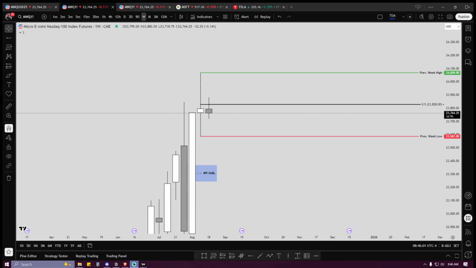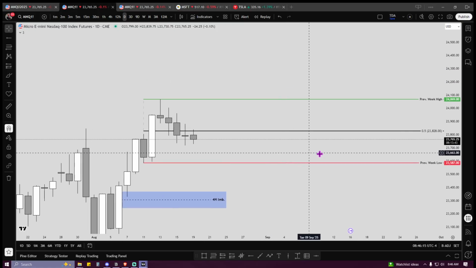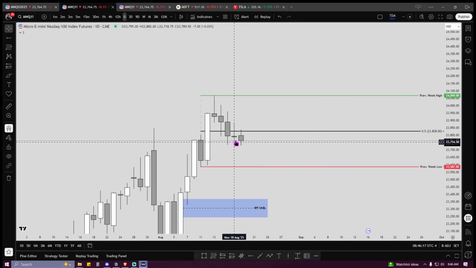Let's go ahead and get into our NASDAQ top-down analysis. Starting here on the weekly, I have marked out the previous week high, previous week low, and 50% of that range. And then dropping into the daily here, we can just take note that we are currently inside of yesterday's range, so just consolidating there.